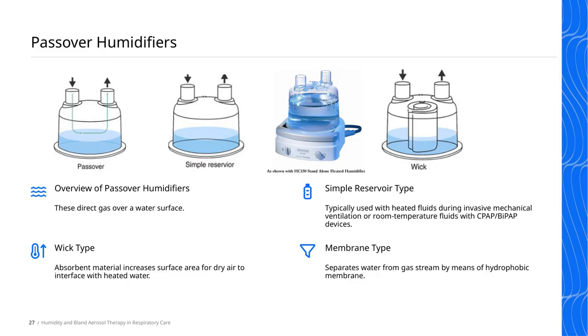Then there's the wick type, which is often used with heated fluids during invasive mechanical ventilation or with room temperature fluids in devices like CPAP or BiPAP. The wick acts as a physical medium that wicks water and helps humidify the gas as it passes through. Finally, the simple reservoir type directly exposes gas to a water surface, making it straightforward and effective for certain applications. Overall, these different types of passover humidifiers are essential tools in respiratory care, helping to maintain proper humidity levels and improve patient comfort and safety during various respiratory therapies.